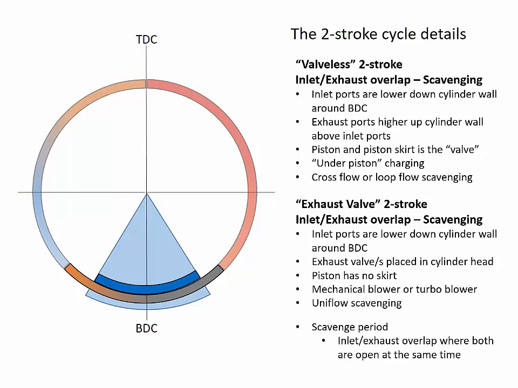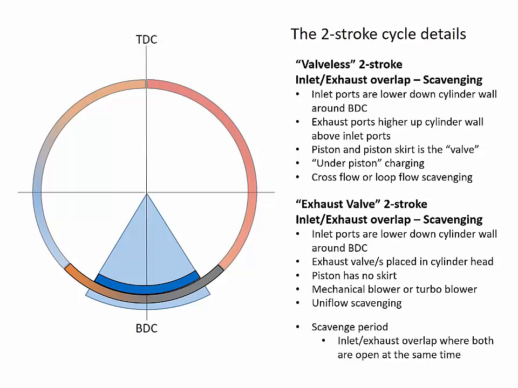In order to close the ports, the piston would pass over the ports and actually close the ports. And in the case of a valveless engine, the piston is fitted with a fairly long skirt. So when the piston is in the upper position, the exhaust ports remain closed. As the piston travels downwards, it would be pressurizing the crankcase, and we would call that under piston charging, and then the pressurized air and fuel mixture could transfer to the combustion space via a transfer chamber. This type of engine would be a cross-flow or loop flow scavenging.